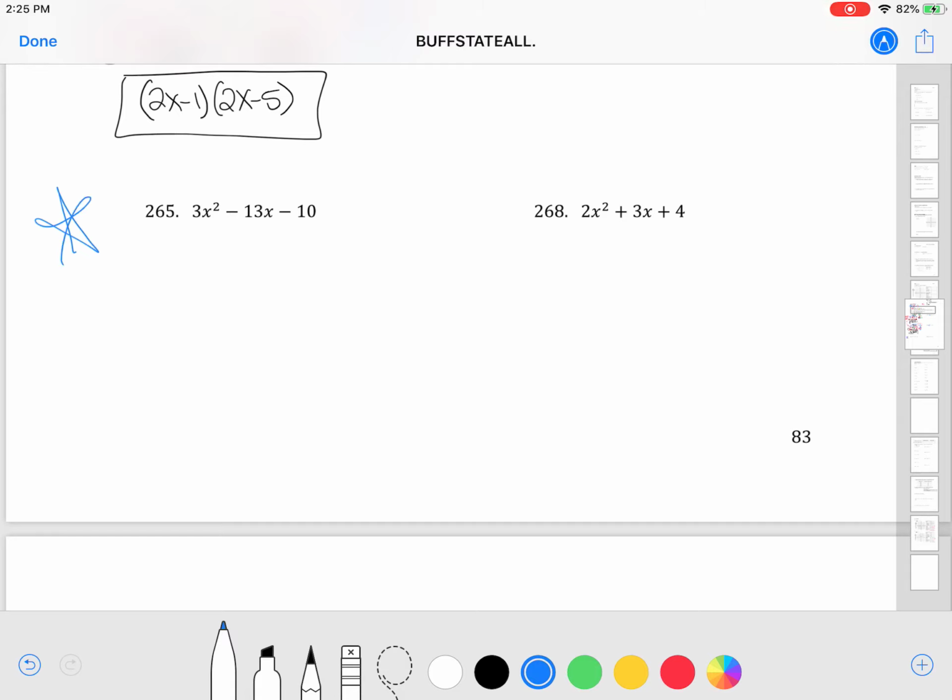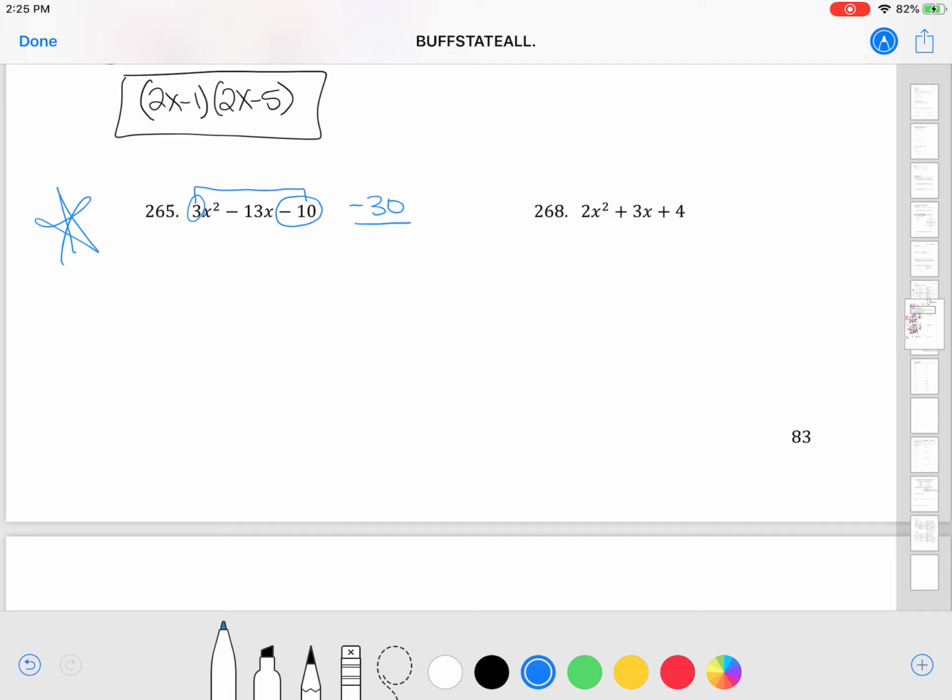All right, this next one is a great example. Okay, so I count my terms, 1, 2, 3. I know it's trinomial, and I know it has to be this AC method because of the 3 in front. So I start by multiplying A and C together. Careful with this one because C is a negative 10. So A times C is a negative 30.